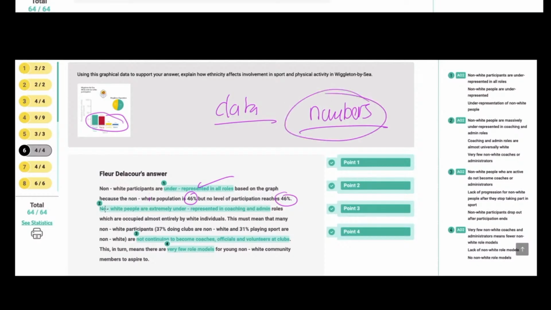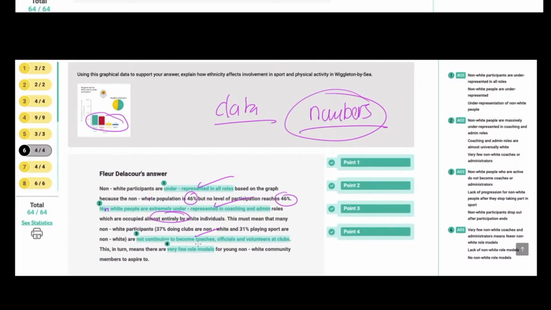Non-white people are extremely underrepresented in coaching and admin roles, which are occupied almost entirely by white individuals. Here again, nice, we haven't put the numbers, but we've given almost entirely, the scale, the quantity. This must mean that many non-white participants, 37% doing clubs are non-white and 31% playing sport are non-white, are not continuing to become coaches, officials, and volunteers at clubs. So I've given the stats on that.